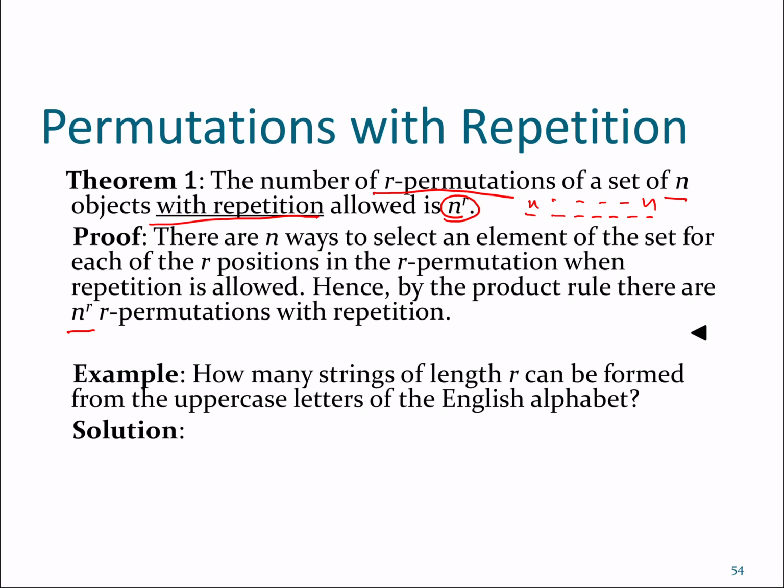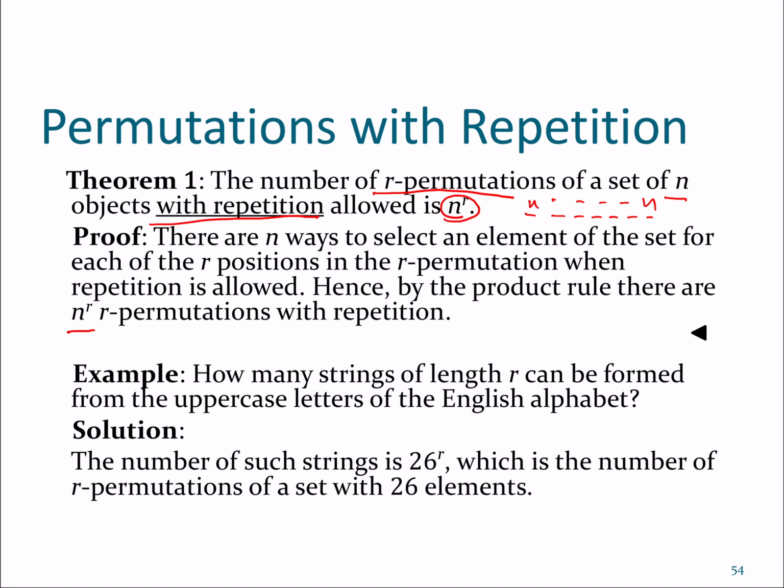Let's look at one example. How many strings of length r can be formed from the uppercase letters of the English alphabet? Here you can see that we allow the repetition of letters. So n is equal to 26, and therefore the answer is 26 to the r.